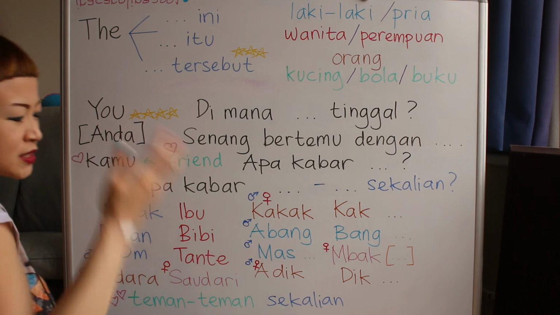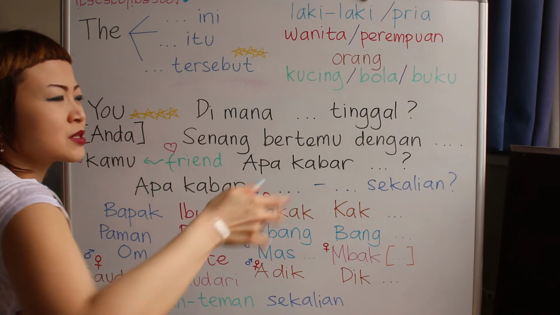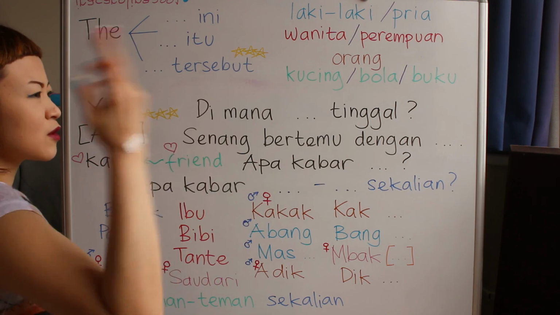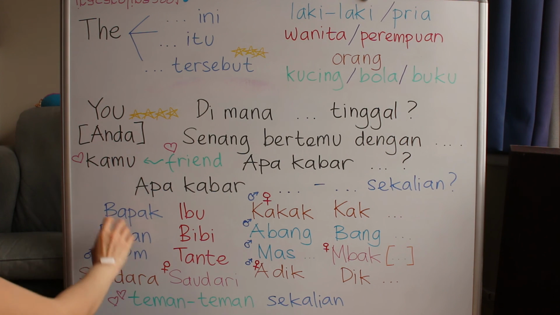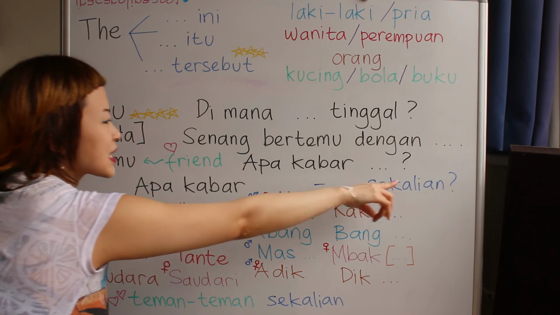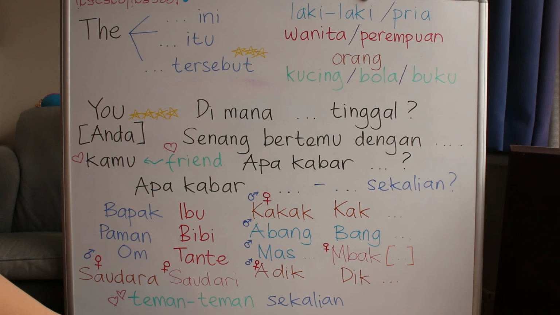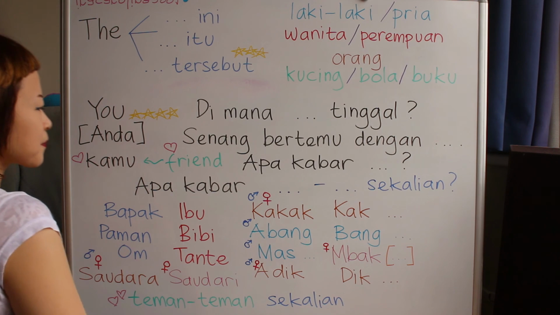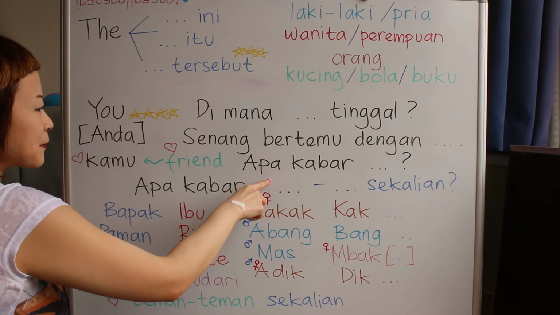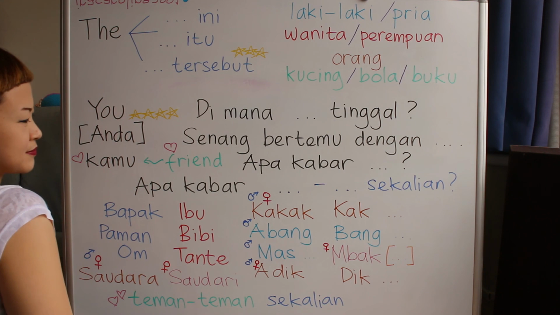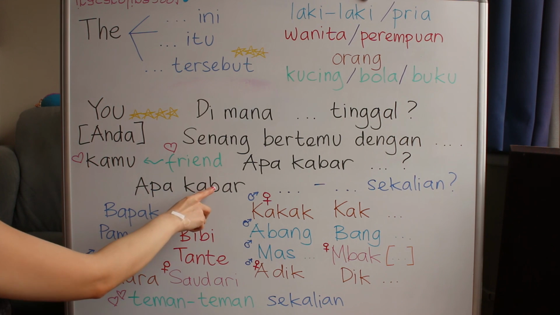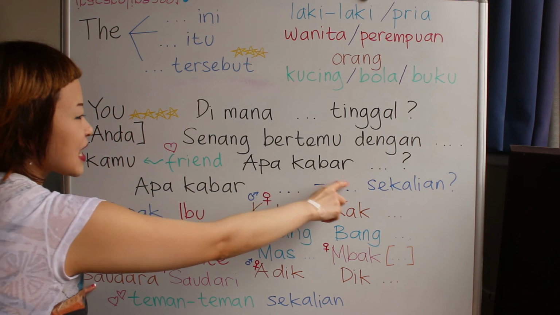How are you? But the you is Mr., the sir, the man, the women, but old enough to be your father, mother. Apa kabar bapak ibu sekalian? Or in this case, you want to say the mas and bak. Apa kabar mas, bak sekalian? Apa kabar saudara sekalian?